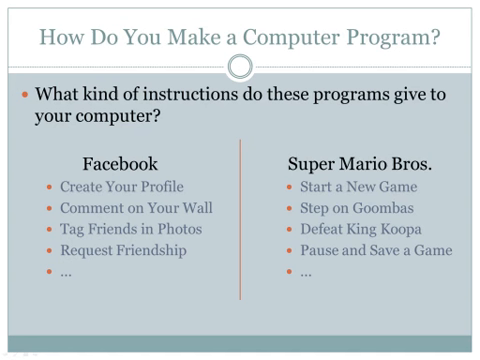Super Mario Brothers as a video game is also a computer program. And its instruction set is a bit different than Facebook because the things that we need it to do are different, like start a new game or resume a game. We need to step on Goombas and other characters. We need to defeat King Koopa at the end of a round. And we need to be able to pause and save the game.